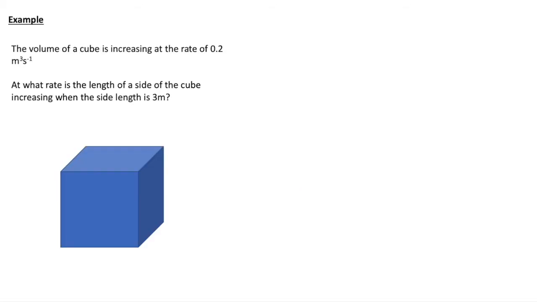So the example is that we have a cube, and the volume of this cube is increasing at the rate of 0.2 metres cubed per second, and we want to know at what rate the length of the side of the cube is increasing when the side length is 3 metres. So at some point the cube will become 3 metres on the side length. We want to know at that point what is its rate of increase.